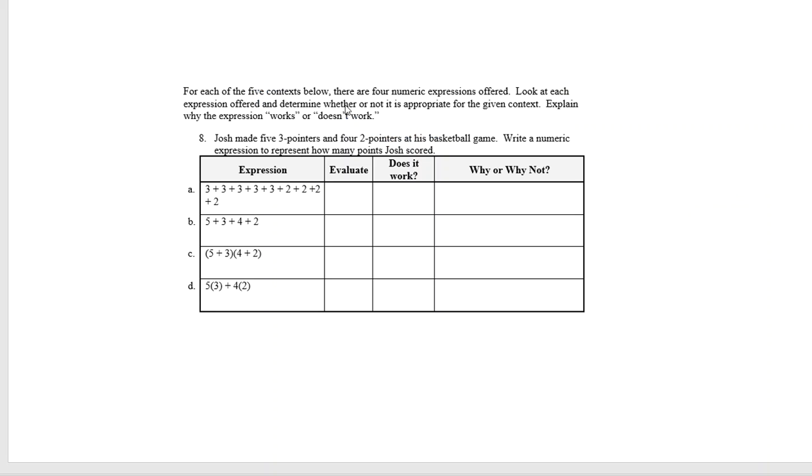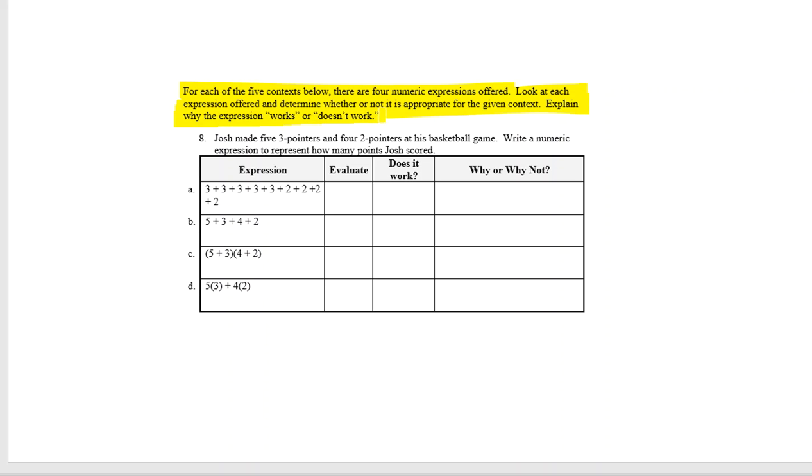Okay, so for this next part, we're going to follow the instructions here that say for each of the 5 contexts below, there are 4 numeric expressions offered. Look at each expression offered and determine whether or not it is appropriate for the given context.